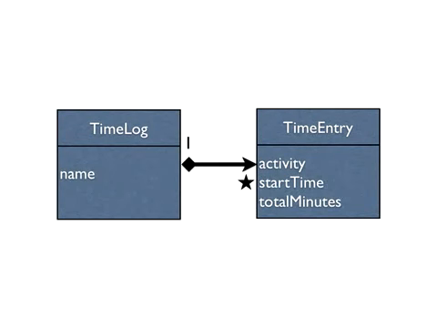This UML diagram shows that we have a time log, which has a name. It can contain 0 or more time entries, which have an activity name, a start date, and the total minutes, the duration spent on the activity. So you could have a separate time log for PDS work and one for EDRN work, and then within each one of those, you can track the activities that you perform.